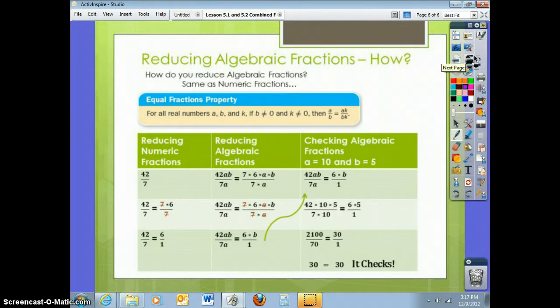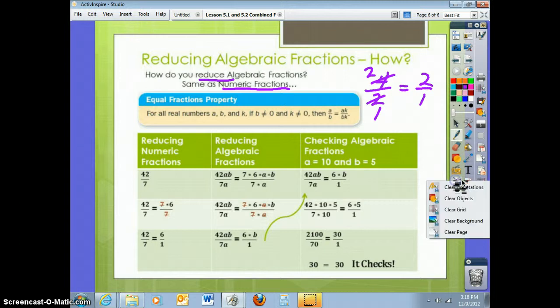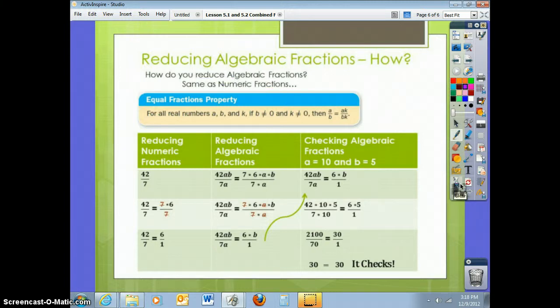Okay, then the last thing we're going to talk about is how to reduce algebraic fractions. Well, not surprisingly, you reduce algebraic fractions the same way you reduce numeric fractions. Okay, so if you had like 4 over 2, you could divide each of them by 2, and you get 2 over 1. Okay? It's the same thing you're going to do with algebraic fractions.